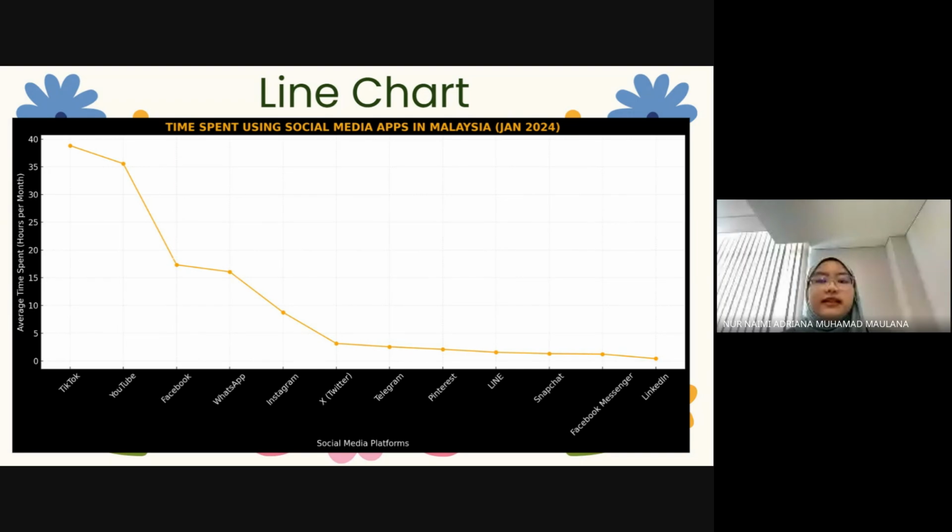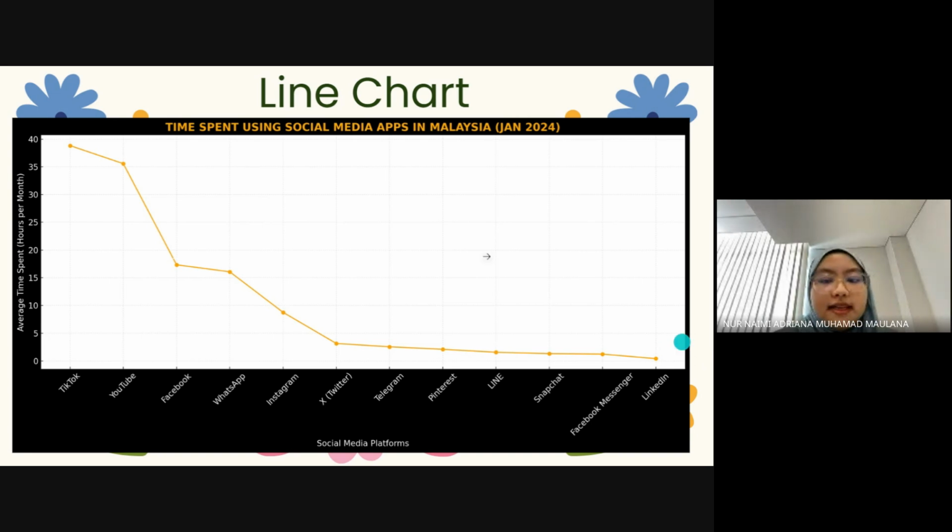So this is the data that we collected from Wetwater in a line chart, which is time spent using social media apps in Malaysia in January 2024. As we can see in the graph, Malaysians spend the most time on TikTok, averaging 38 hours and 49 minutes per month due to its engaging, personalized, and short-form content. Here, we can see that Malaysians really love to open TikTok monthly.